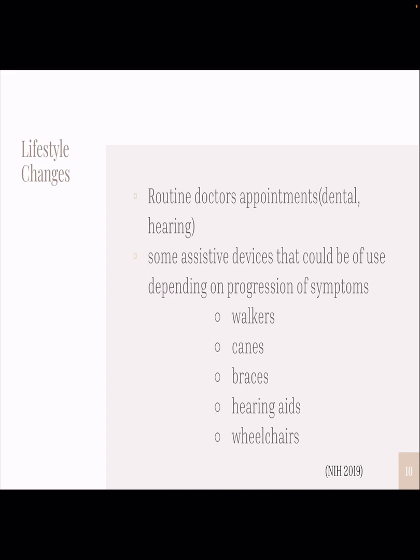Some lifestyle changes that you can implement into your life is having routine dental and hearing appointments to test your hearing. Not only test your hearing, because you can have progressive hearing loss as you grow up, but also checking your dental and having annual checkups with your orthodontist as well as your dentist, because collagen is very present in your teeth. So you can have movement of your teeth and also your teeth will break easier.